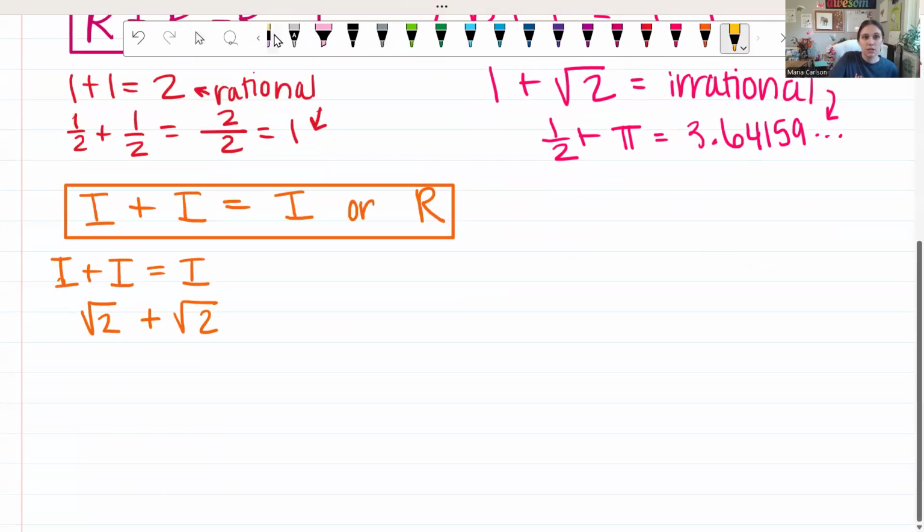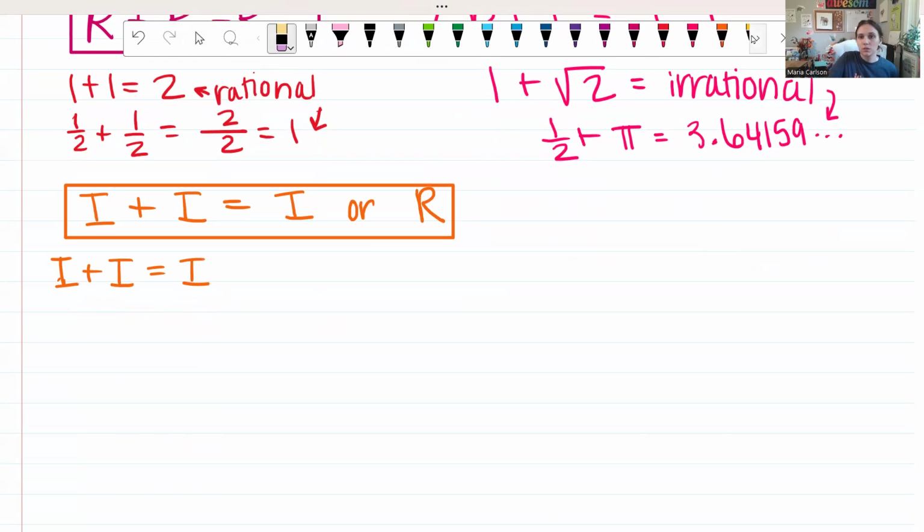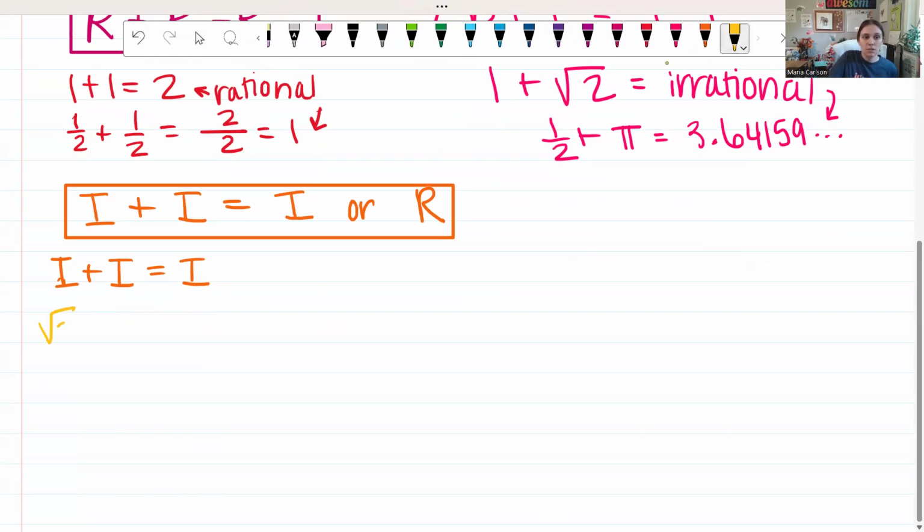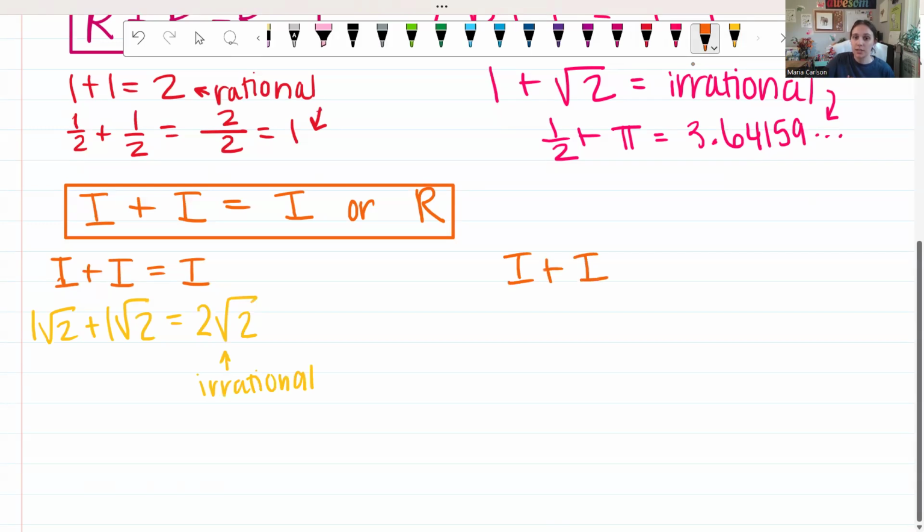I'm going to do this example in yellow, actually. But these are two irrational numbers, and if I add them together, really I have 1 of the square root of 2 plus 1 of the square root of 2, so that is 2 square root of 2, which is an irrational number. So an irrational plus an irrational can be irrational, or an irrational plus an irrational can be rational as well.